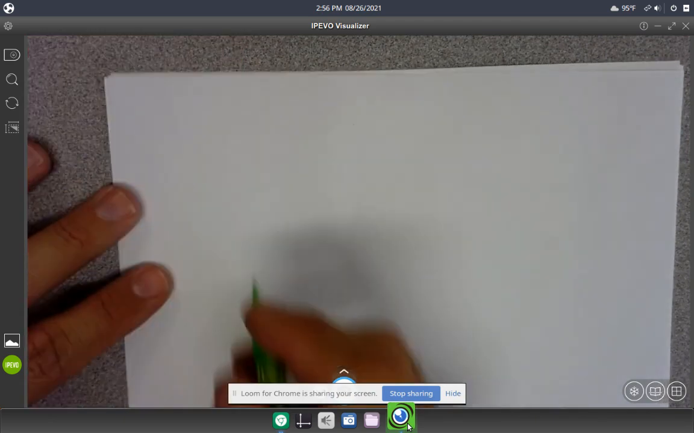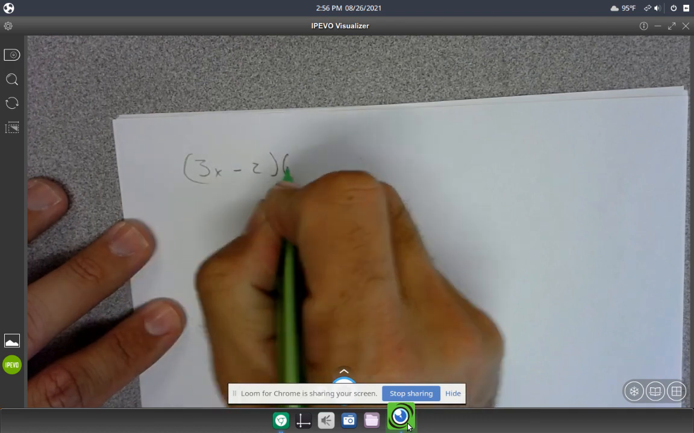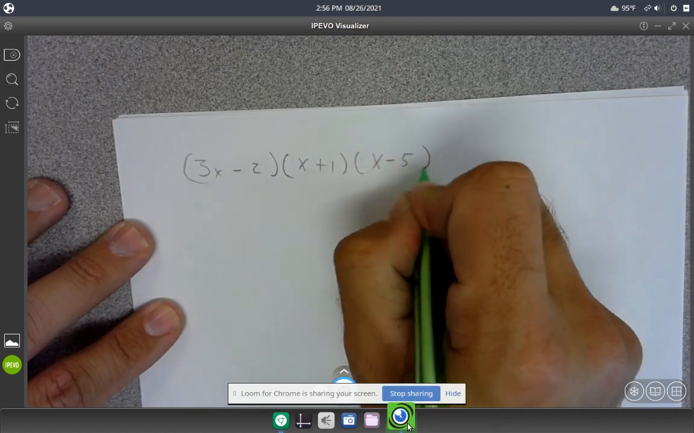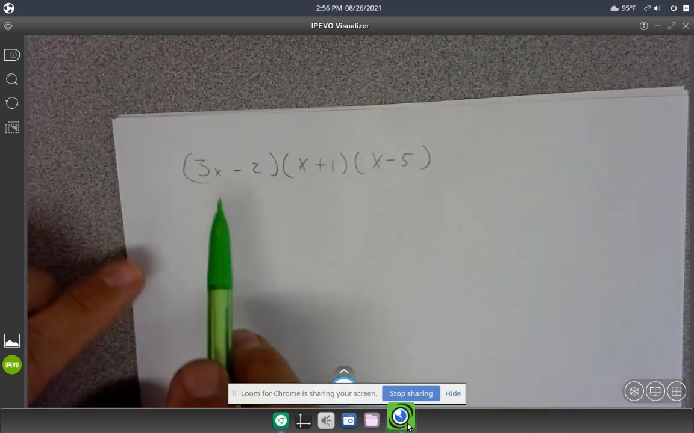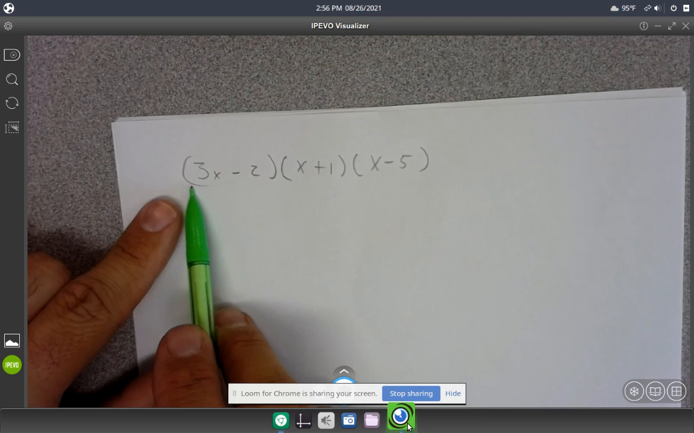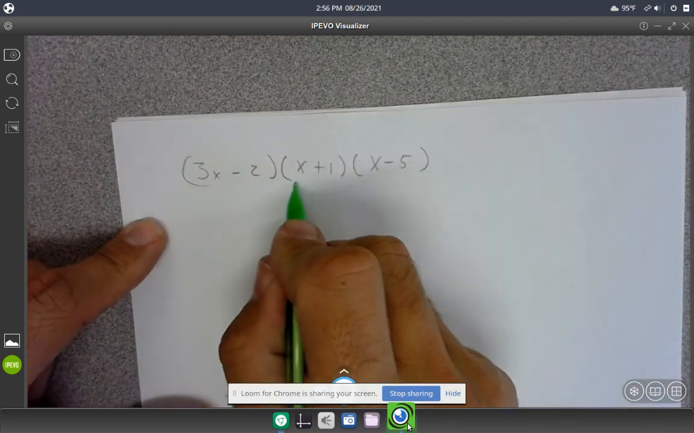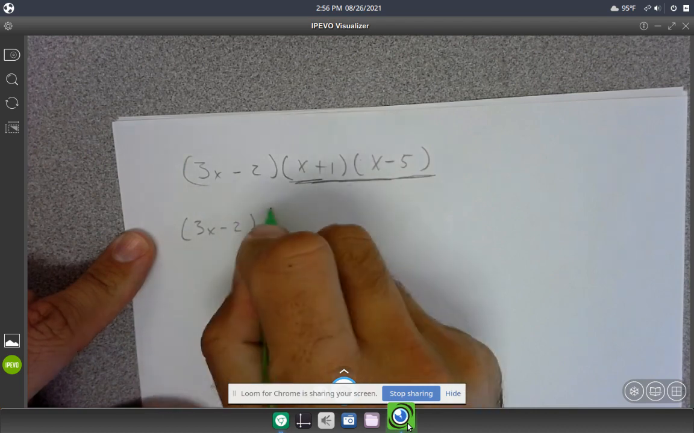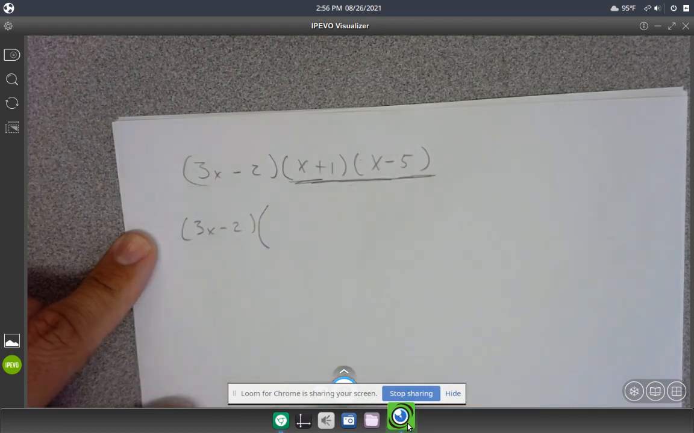Number 23. Ooh, this one. A couple of ways you could do this one. So I write down all 3 terms, and then x plus 1. You could rearrange these any way that you want to and then do all the multiplication. But you basically can pick out either two to multiply and then take that answer and multiply it by the other one. What I'm going to do is multiply these two, and then take the 3x minus 2 and multiply it by whatever I get for those.